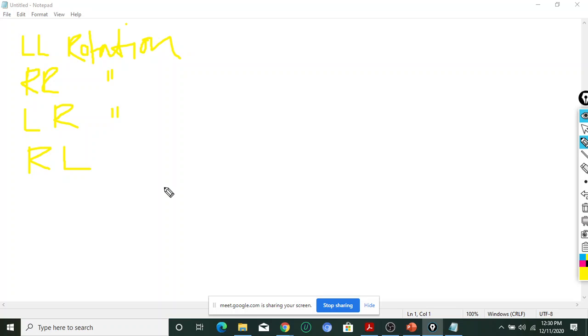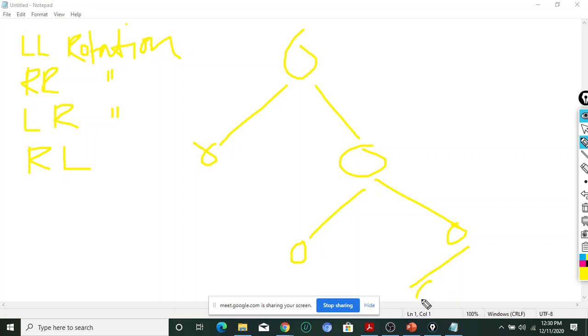Always remember that whenever we perform any rotation, there may be so many nodes in the entire tree, but rotation will be performed only on those three nodes, only those three nodes where we insert the new node. Okay, so try to understand, is this meaning very clear to everyone?